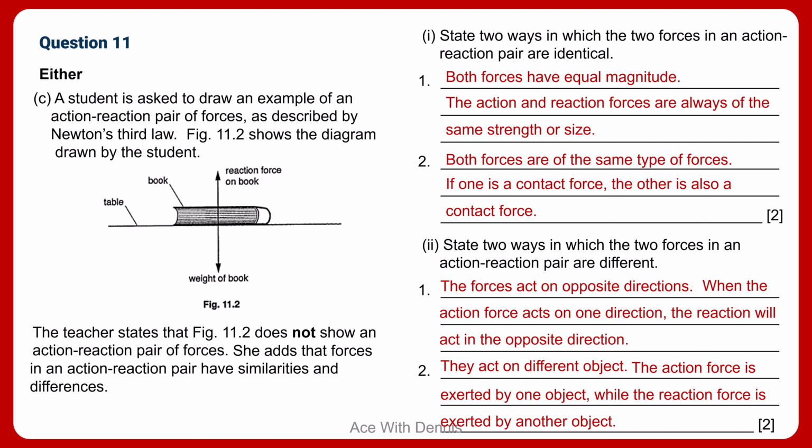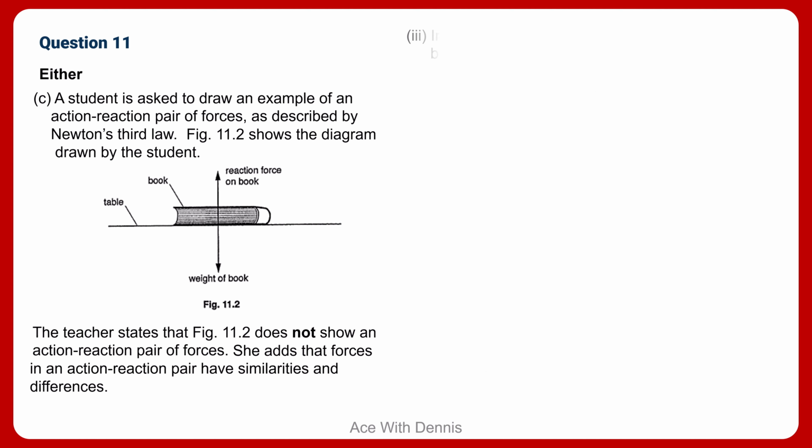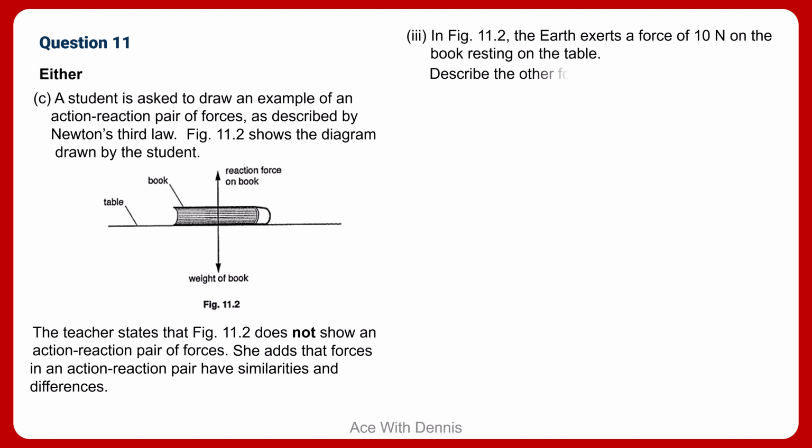So for example, for this case, when the weight of the book acts on the table, so it acts on the table, and the reaction is the table acts on the book, so they are acting on different objects. Part 3. In figure 11.2, the earth exerts a force of 10 newtons on the book resting on the table. Describe the other force in the pair.